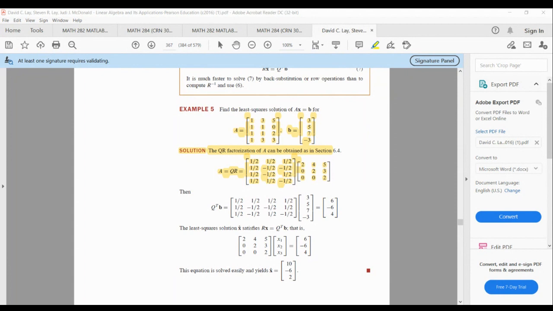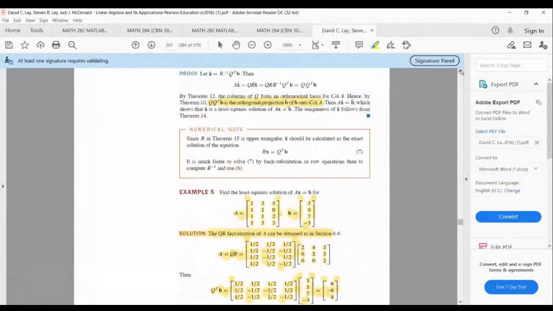So okay. Then what they do is they find Q transpose times the vector B. That's not hard. And then they note that the least squares solution has to satisfy the equation R times X equals Q transpose times B. So now how are they getting that? Well, they have it in this numerical note above. They have R times X equals Q transpose times B.